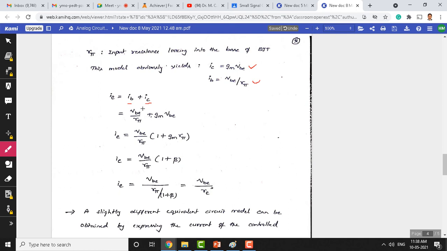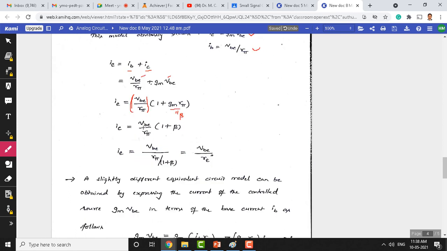Now you can see from the first and second term, VBE by R pi is taken as a common factor here. What is left out in the other term is 1 plus gm times R pi, since here we don't have R pi, that gets multiplied here. Okay, so now this gm times R pi is also equivalent to beta. We have discussed this previously. Okay, so IE is now equivalent to VBE by R pi into 1 plus beta.